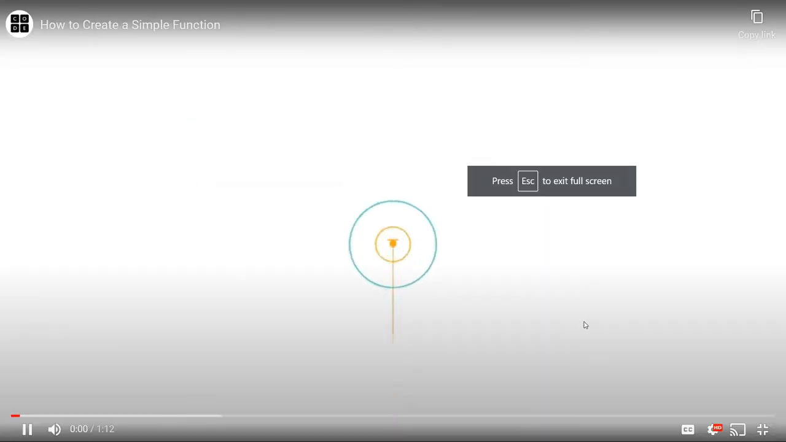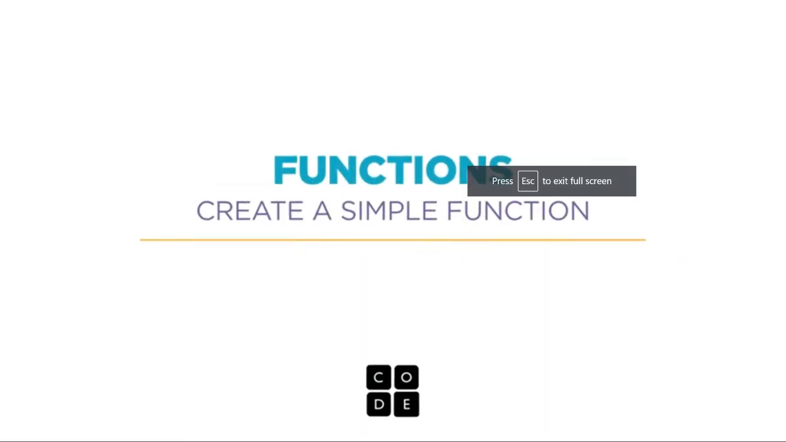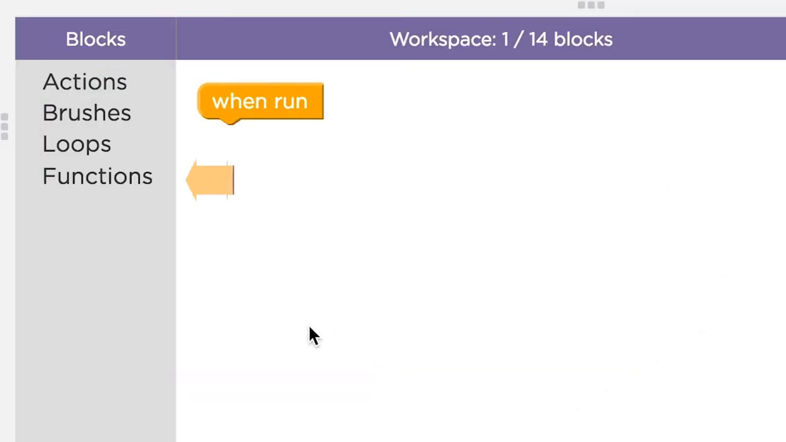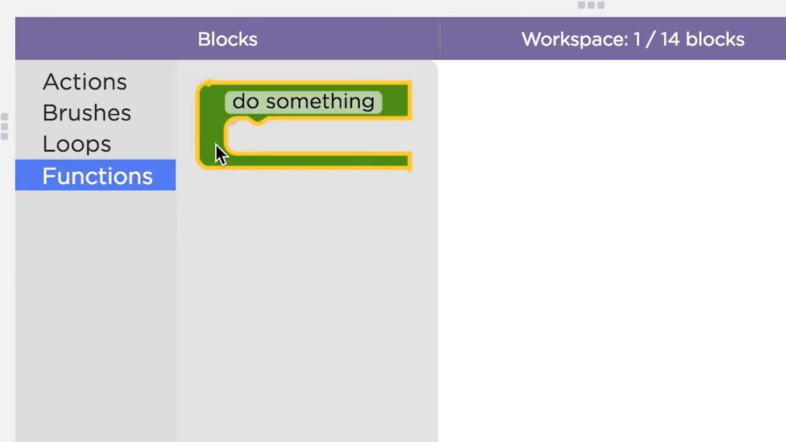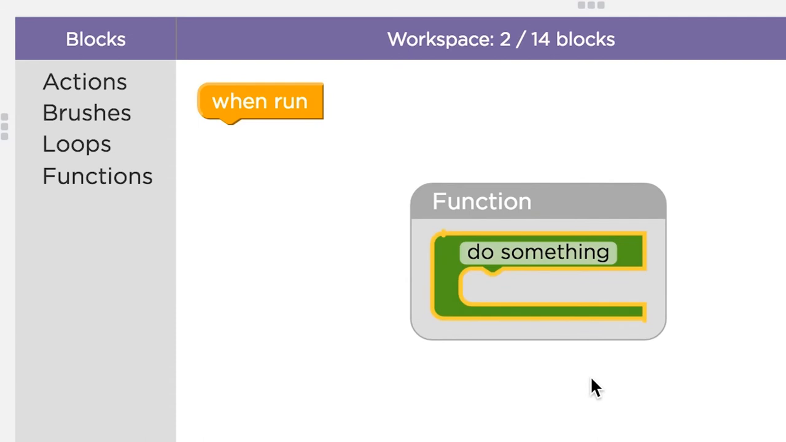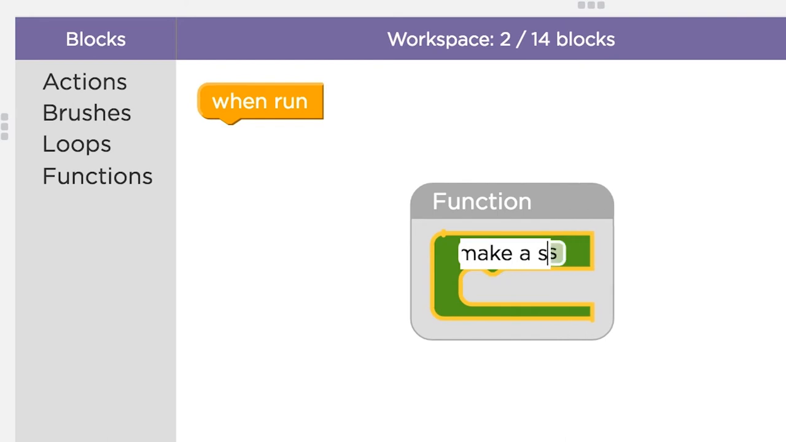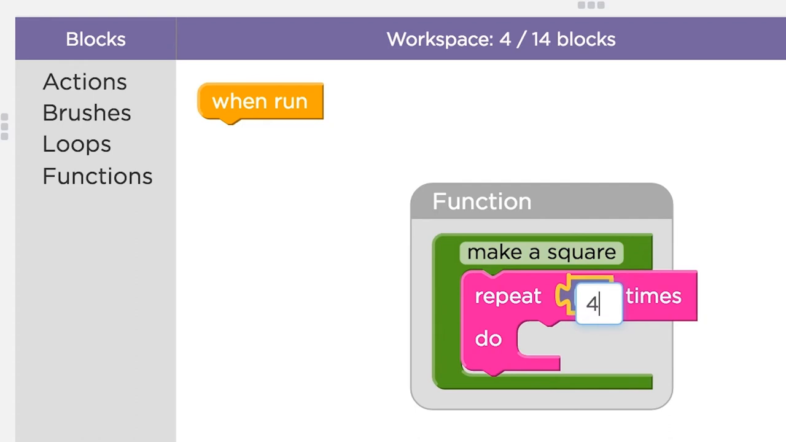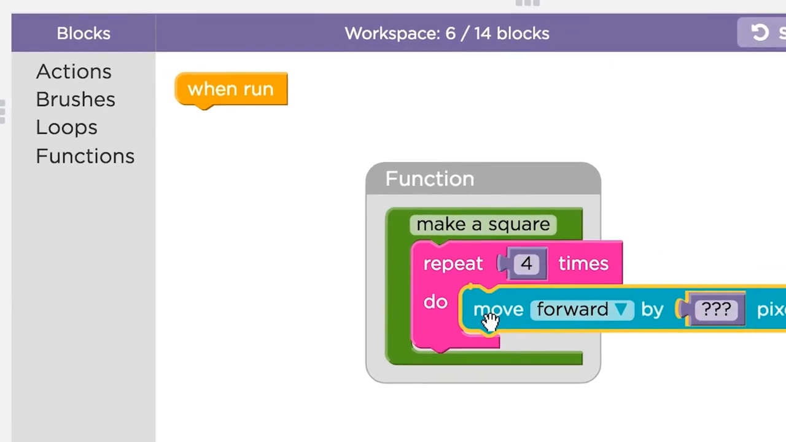Functions. Now that you've learned to use and edit functions as a part of an efficient program, let's learn how to create and use a function from scratch. To do this, look for the category called functions in the toolbox. Here, you'll see a block called do something. Drag that block out into your workspace and rename it to something new that better describes what your function will do. I'm calling this one make a square. From here, you can drag blocks into the function to specify what you want to happen when the function is used.